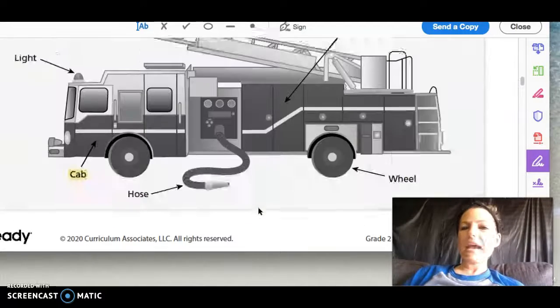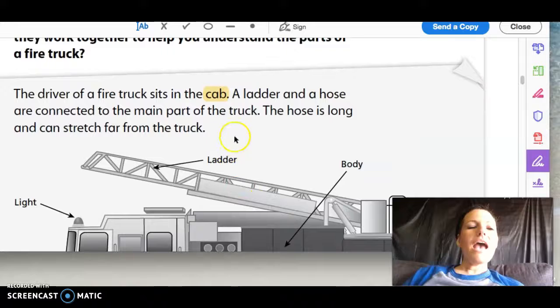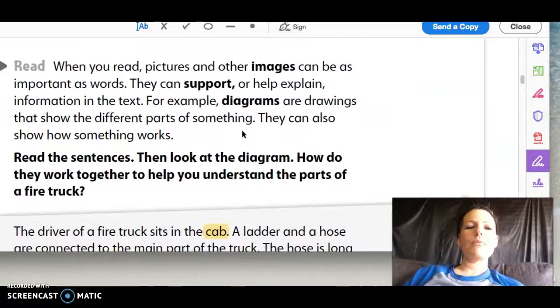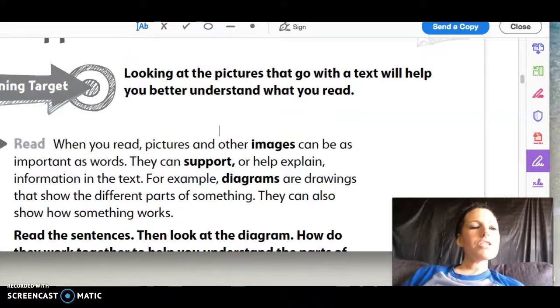All right, friends, today our objective was to read the text and to talk about how those pictures and diagrams really help us understand what we're reading better. If you have any questions, please reach out.